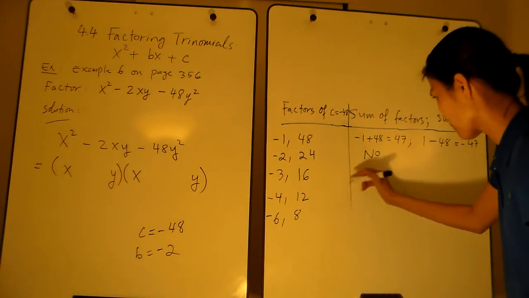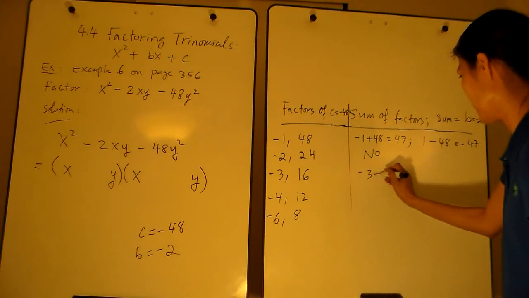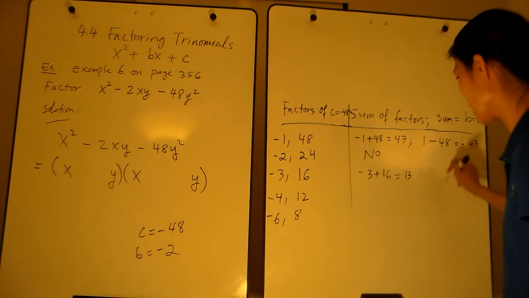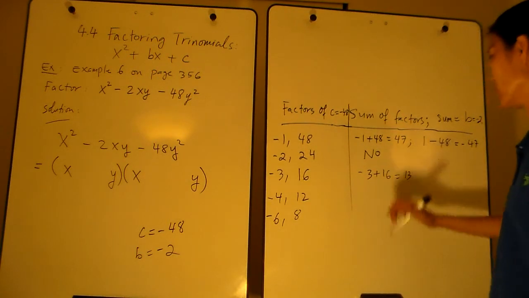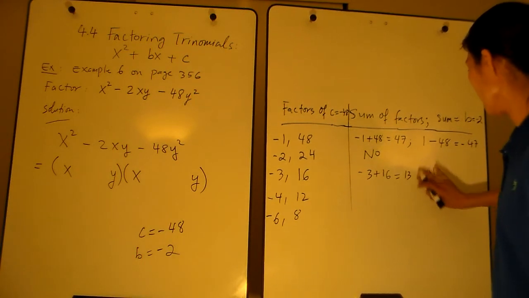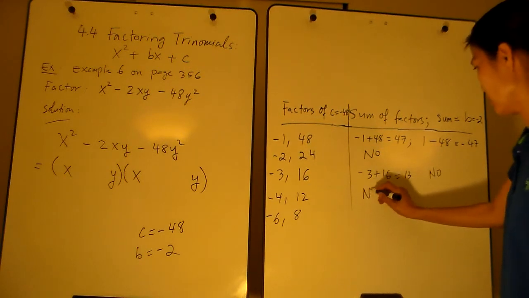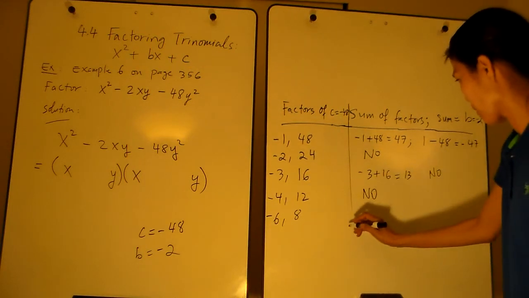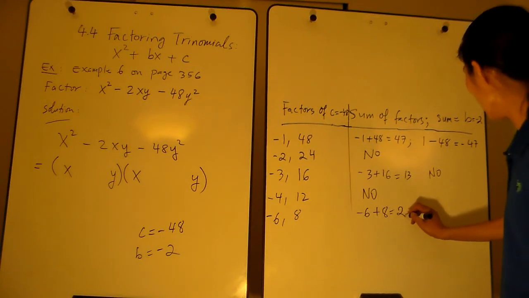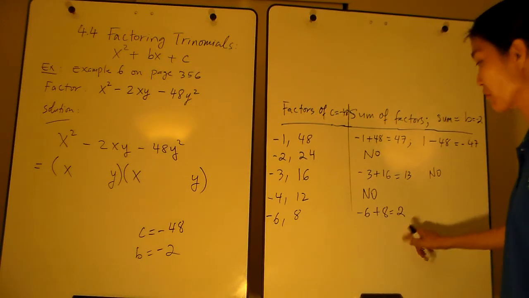How about this case? Maybe. How about negative 3 plus 16? You'd get 13. It's not. Looks like not going to happen as well. I would say no. How about here? I would say no as well. It's not going to happen. How about here? Negative 6 plus 8 is 2. It's close. 2, but it's positive, so not yet.